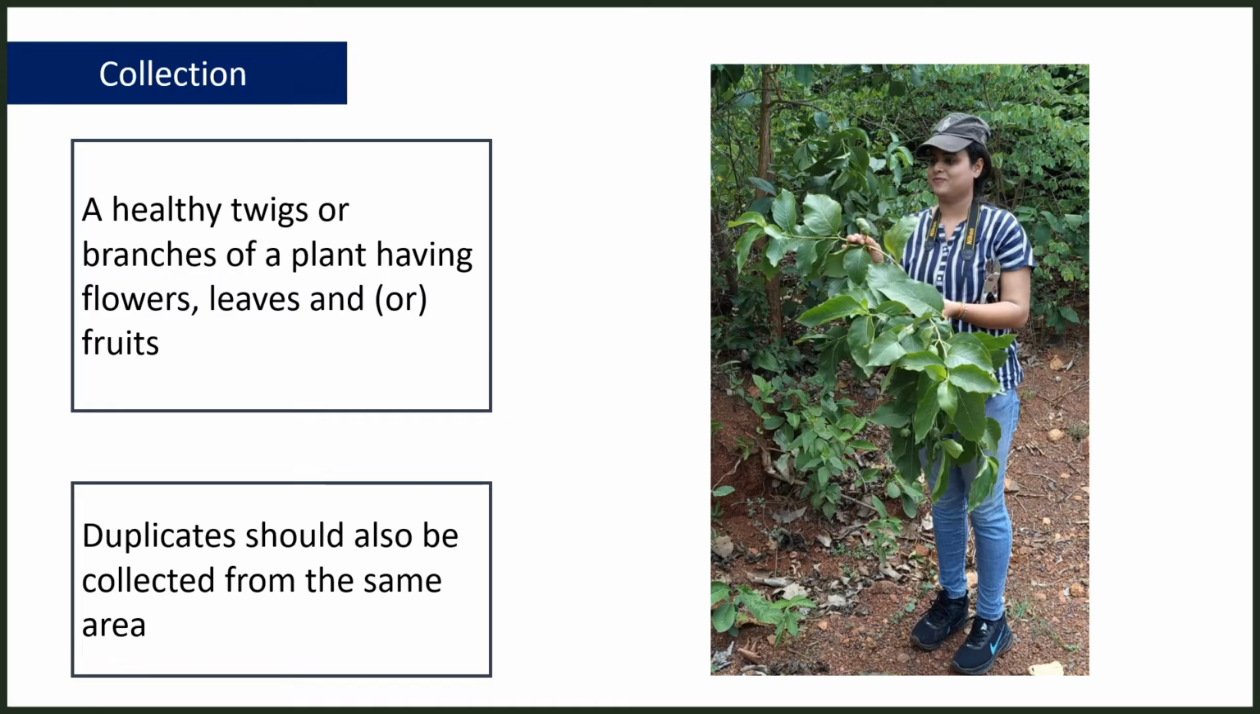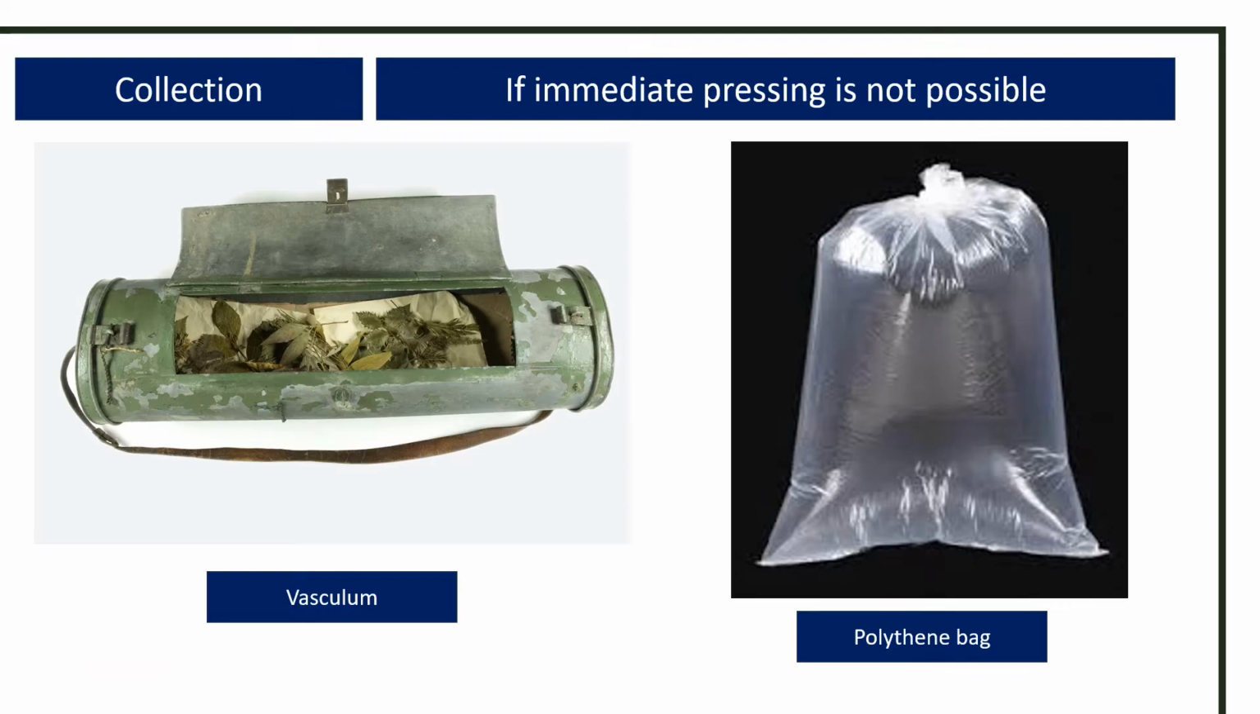And then always there should be duplicates. So duplicates and more than duplicates should be collected, but it would be given a different name in the later part of the class. So here in this section, the main thing is you have to take the healthy twig, healthy part of the plant with different plant parts, and that is the key here.